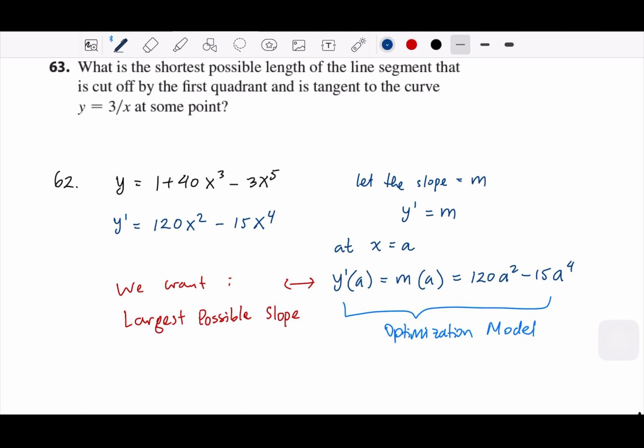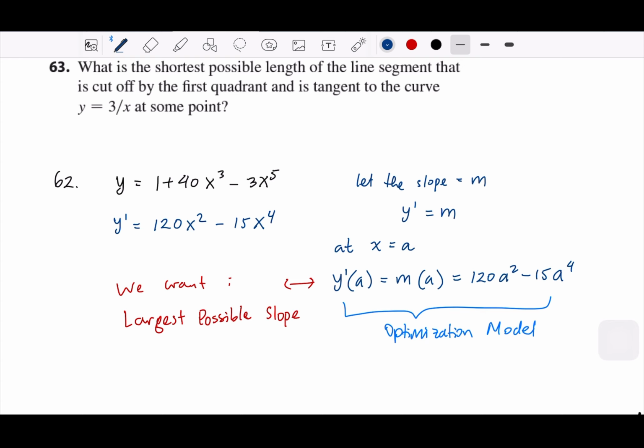Okay. Now, being said that this is the optimization model, what are we going to do next? If we know that this is the model, what are we going to do? Any idea? Yes, derive one more time. So we get m prime. So this m is the model. If you want to optimize the model, we derive and set it equal to 0. We always take the derivative equal to 0. So the first derivative equal to 0.